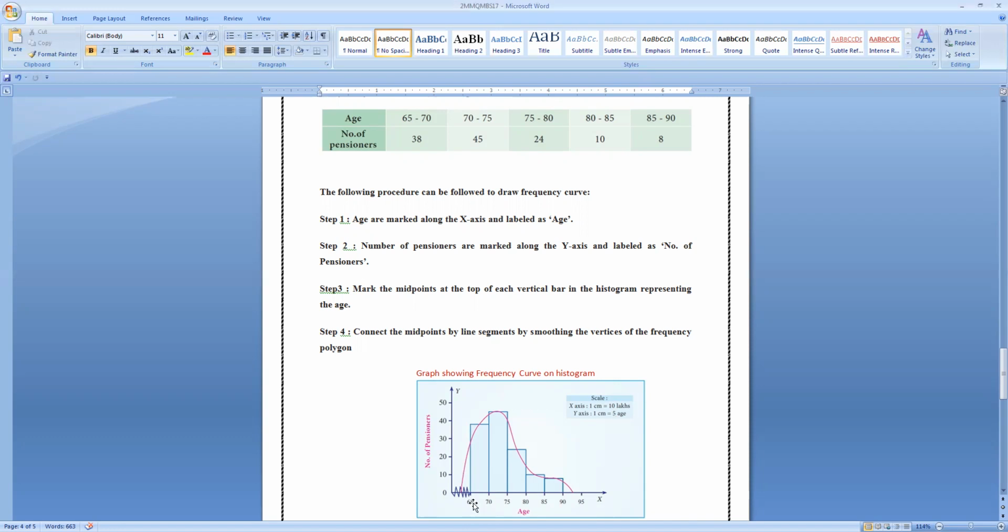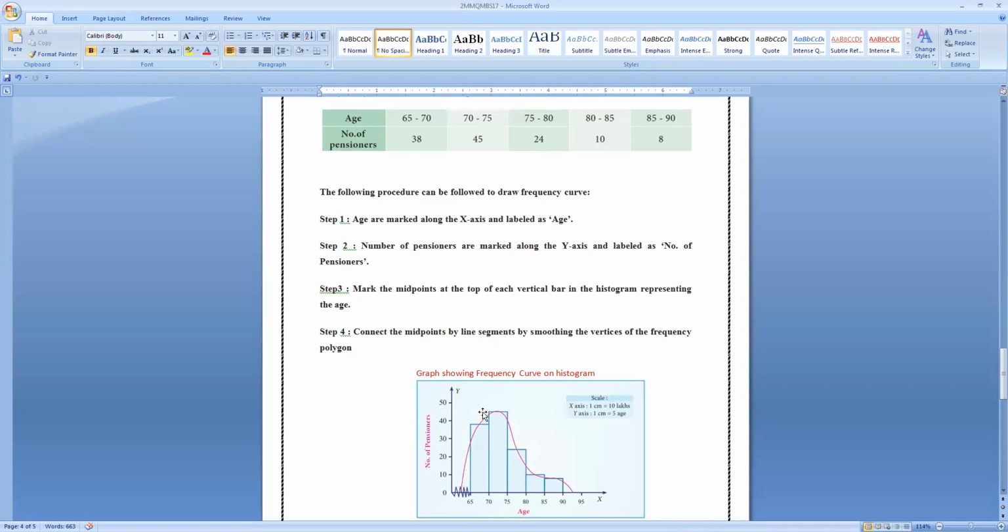Now we have started from 65 to 70, 75, 80, 85, 90. Here we have shown the age, the class interval, on the x-axis. Then on the y-axis, we have taken 1 centimeter equals 10 pension years. We are going to mark here. So for the 65 to 70 class interval, the height is 38. After 30, the 8th box, one rectangle has to be erected from 65 to 70.